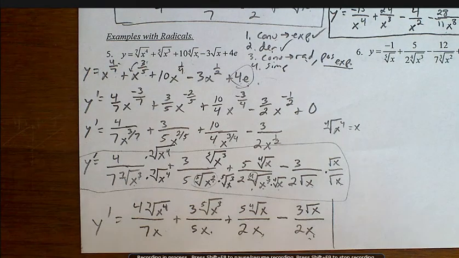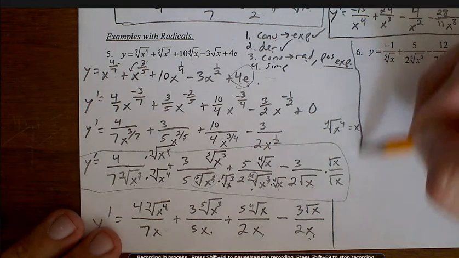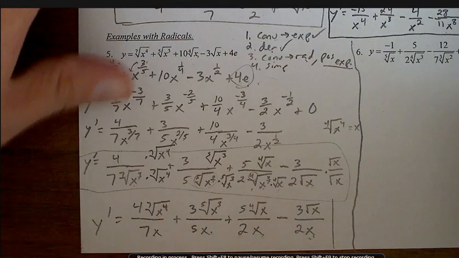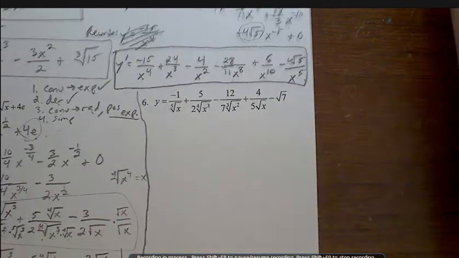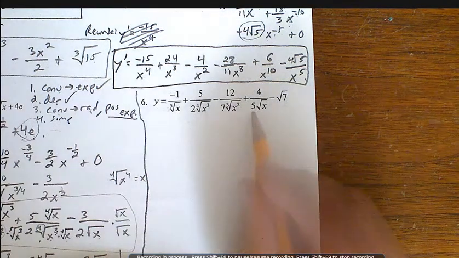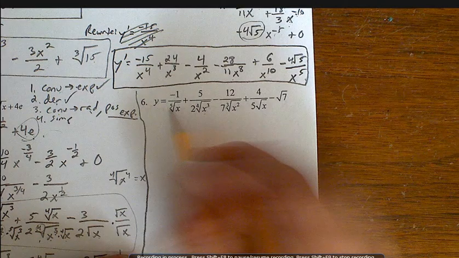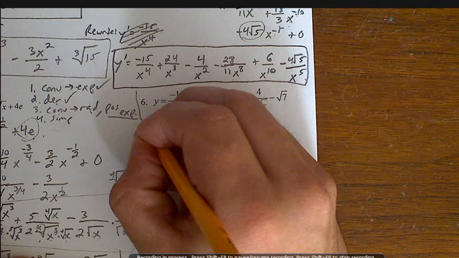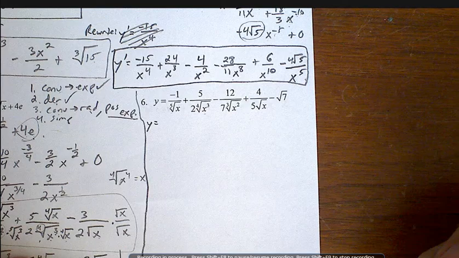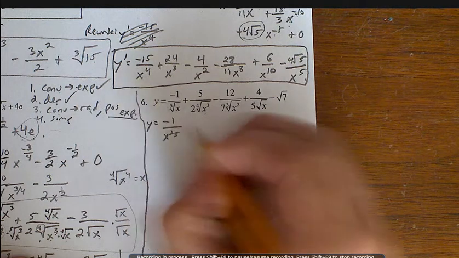So I'm going to do a rewrite. So I have negative 1 over x to the 1/5 plus 5/2 x to the 3/4 minus 12/7 x to the 2/3 plus 4/5 x to the 1/2 minus the square root of 7. Now the square root of 7, I'm not worried about that one because, again, it's just a number. So its derivative is going to go away.